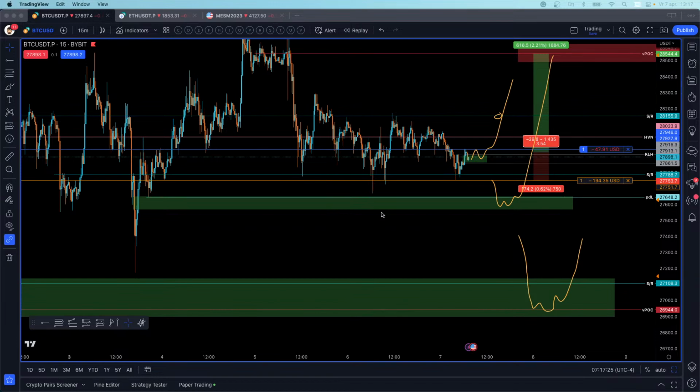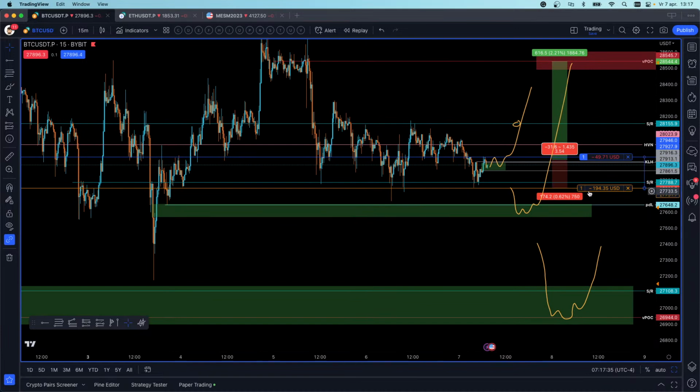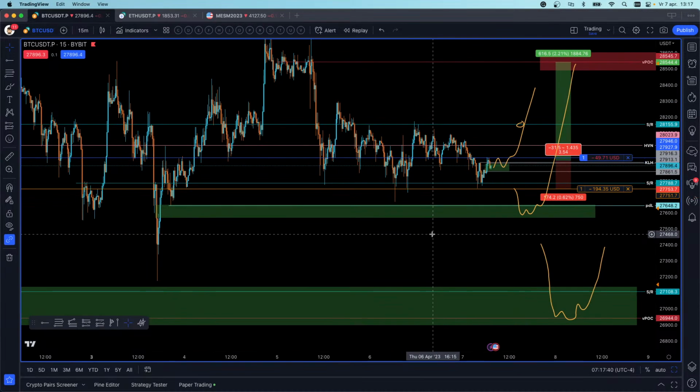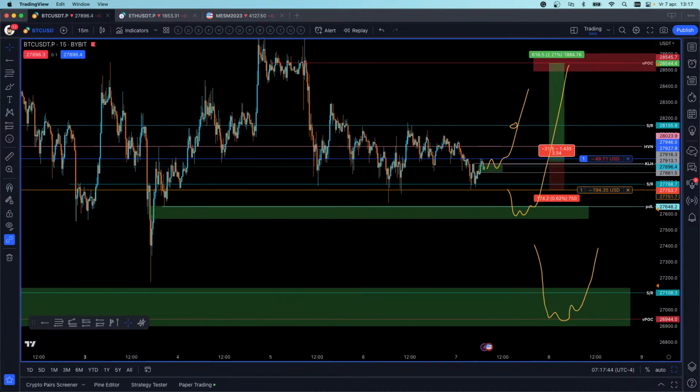So that's my view on the current market. Altcoins, not tradable. Bitcoin, these are the probabilities. And the ES is not to trade today as well. So you only should look at Bitcoin for now.